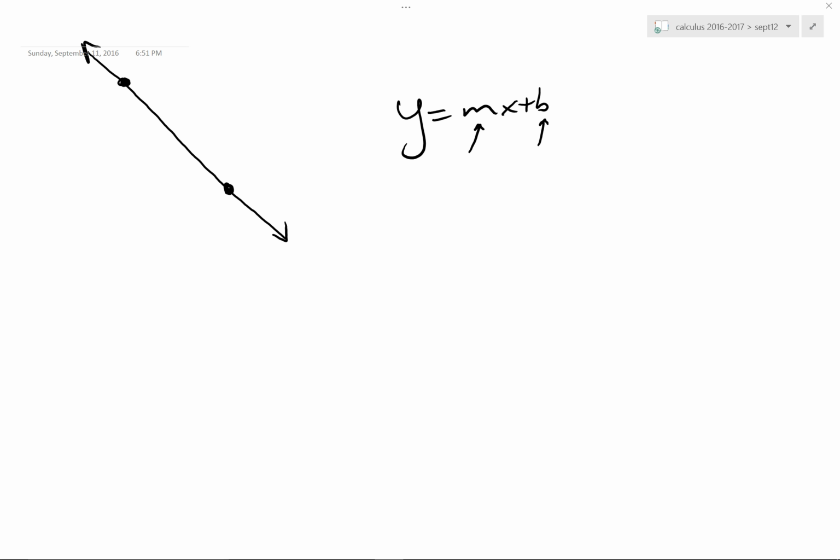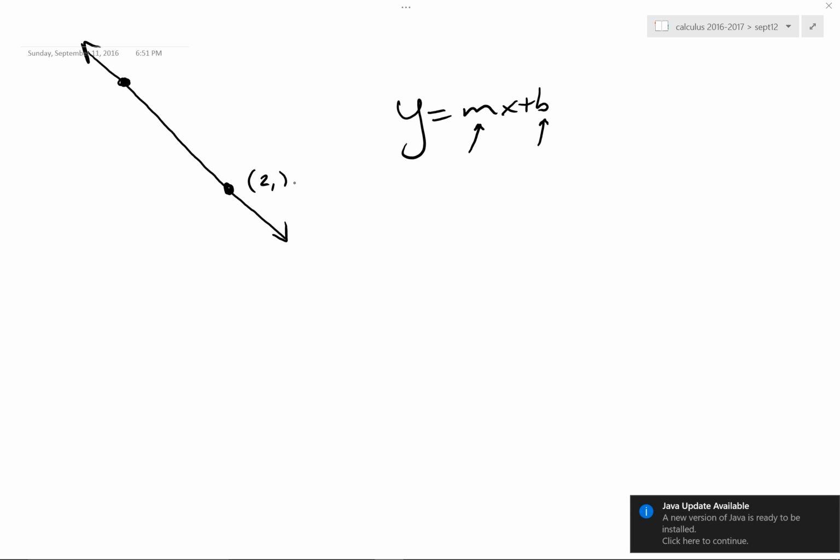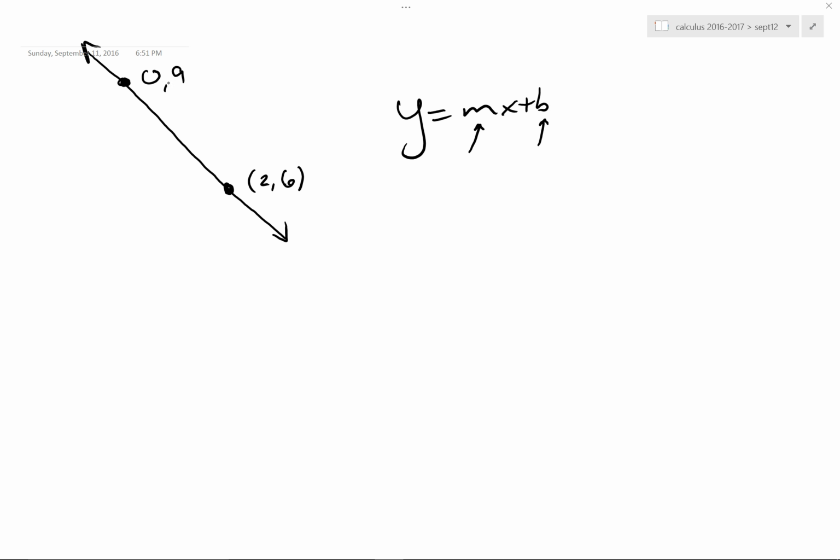You're like, what are you talking about? Oh, well, I'm fixing to tell you. So this is like 2 and, I don't know, 6. Sure. And this is like 0 and 9 or something. Okay. So what I can do is go 9 equals 0 times m plus b. Actually, I don't want to make that 0. Let's make it 1. Negative 1.